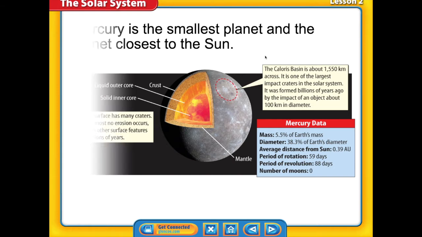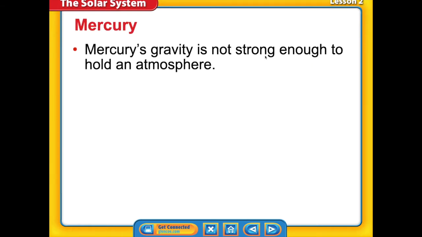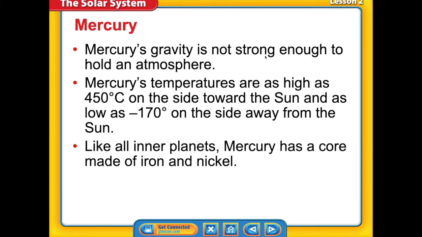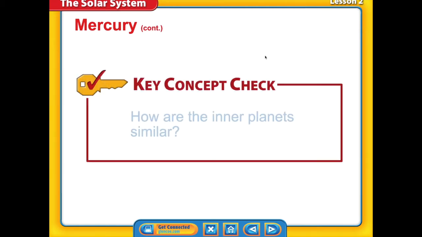Mercury's gravity is not strong enough to hold an atmosphere. So Mercury's temperatures, again, I'll repeat this, are as high as 450 degrees Celsius on the side toward the sun and as low as negative 170 degrees on the side away from the sun. Like all the inner planets, Mercury has a core made of iron and nickel. So you should have had that in your notes for that circle. So that should complete page 99 of our notes. Let's continue on to page 100.